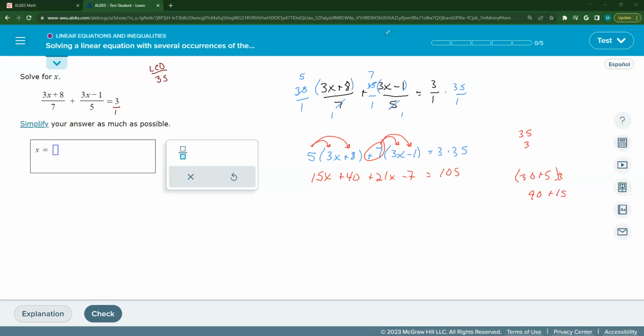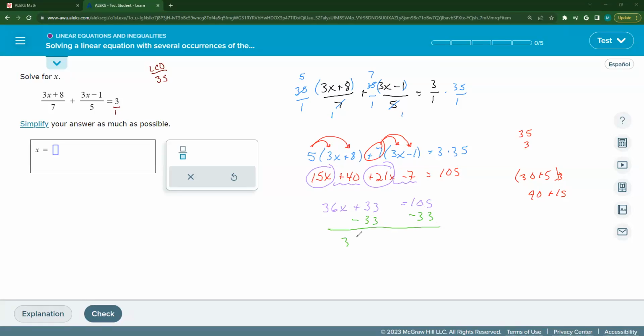All right, so combining like terms, meaning anything with x's can go with anything with x's, and whole numbers can go with other whole numbers. So 15 plus 21 is 36x. 40 minus 7 is plus 33, and then I still have a 105 here. The goal with solving equations is to get the x completely by itself. So I need to get rid of all of the numbers on it. I'm going to do the reverse of the order of operations, so I get rid of anything that is not directly touching it, anything added or subtracted. So minus 33.